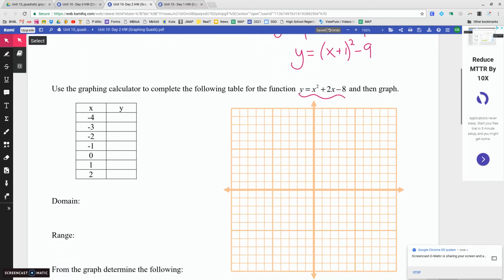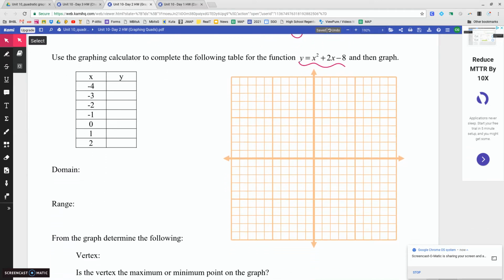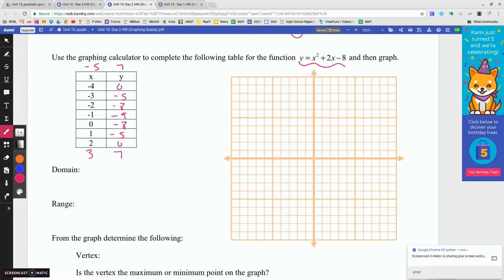So we're going to use our graphing calculator. Okay, so you're going to take a few moments. You're going to type that in there. And I do actually want to include a couple of other values that are not in the table. So I do actually want to include a -5 value here. So I've got -5, 7, -4, 0, -3, -5, -2, -8, -1, -9, 0, -8, 1, -5, 2, 0, and 3, 7. Now the reason I want to include those other two values that aren't on the table there is because I want to have a nice picture of this parabola.